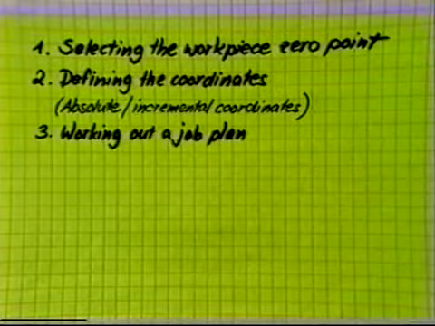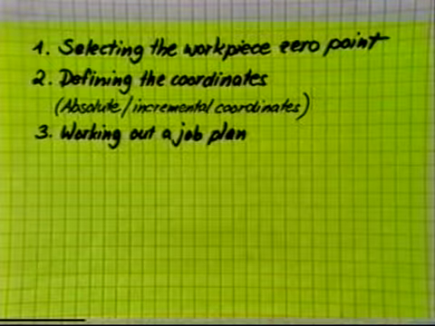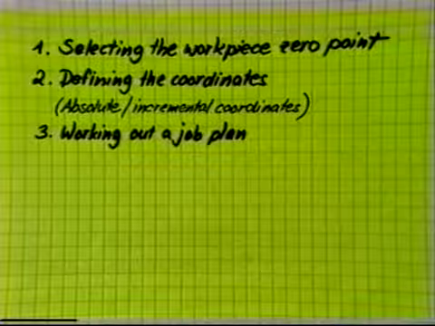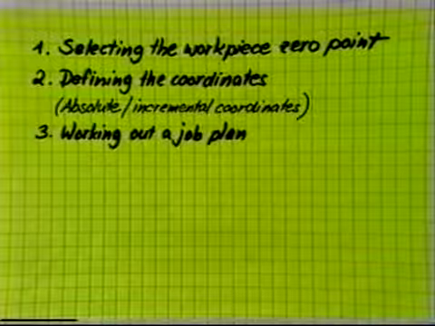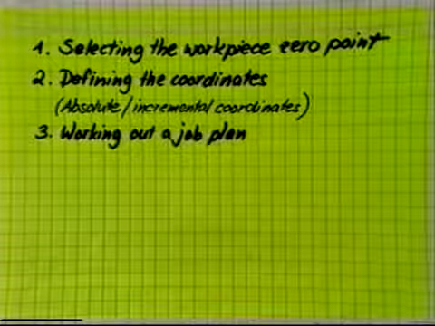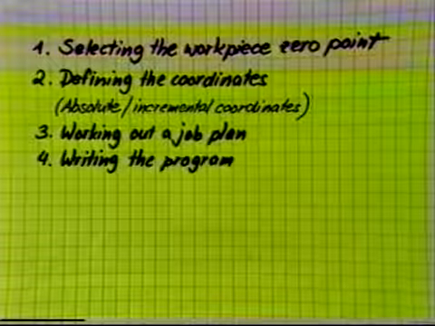Step 3. Working out a job plan. When programming, be sure not to forget anything, because it's hard to intervene once machining has already started. That's why the whole machining program is planned step by step from start to finish, including traverse paths, feed rate, spindle speed, tool, coolant, etc.